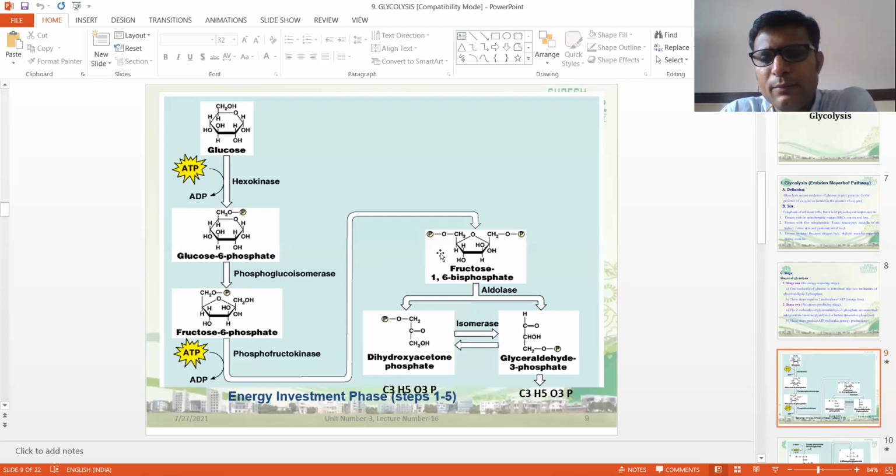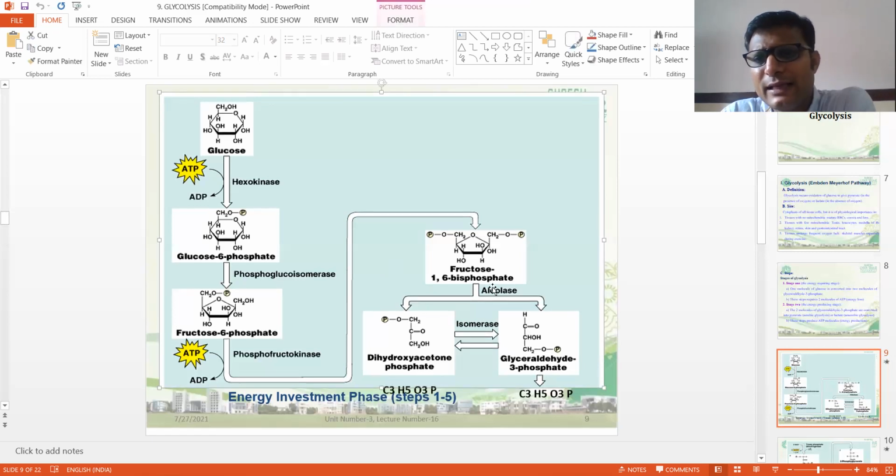Now the aldolase enzyme, wherever the enzyme name ends in -lase, it means it is breaking down something. So this fructose 1,6 biphosphate is getting converted into dihydroxyacetone phosphate and glyceraldehyde 3 phosphate, and both of them are isomers of each other. Both of them are 3 carbon molecules.